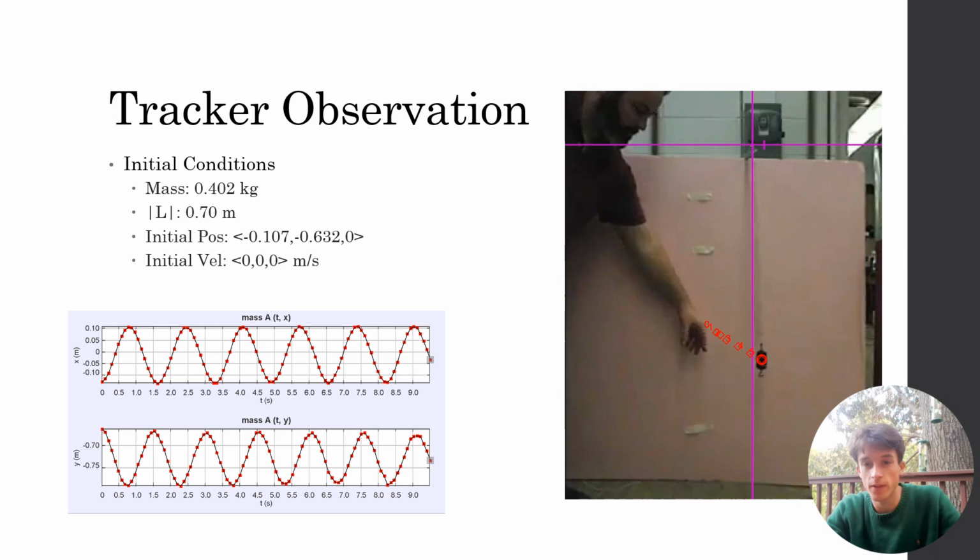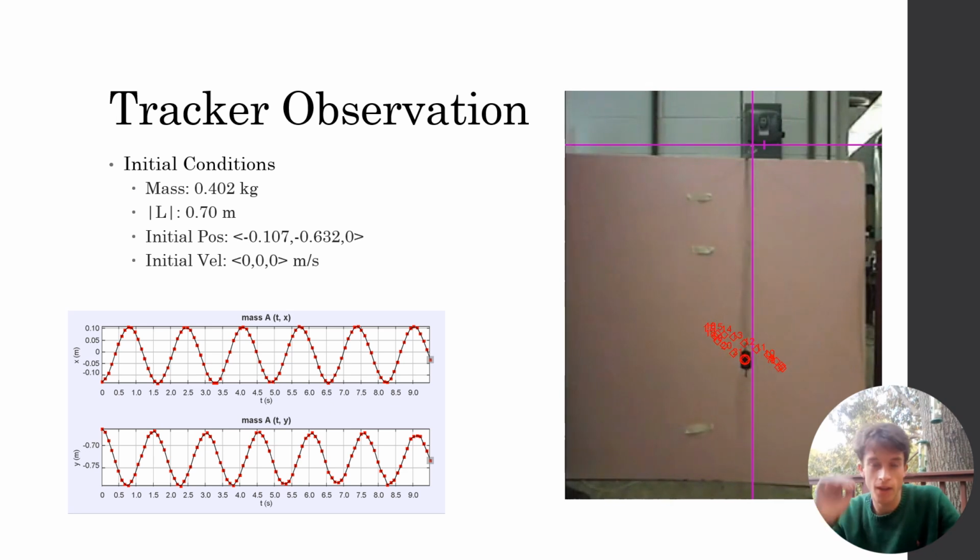In this, we use this Tracker video that I'll play here. You basically select the point mass, and from this, found the mass to be 0.402 kilograms, which was given. The initial length of the spring was 0.70 meters without compression. The initial position was negative 0.107 and negative 0.632 meters. And then the initial velocity I assumed as 0 meters per second. It wasn't exactly this, and this causes some of the discrepancies in the results. This is just showing the position of x and y over time.